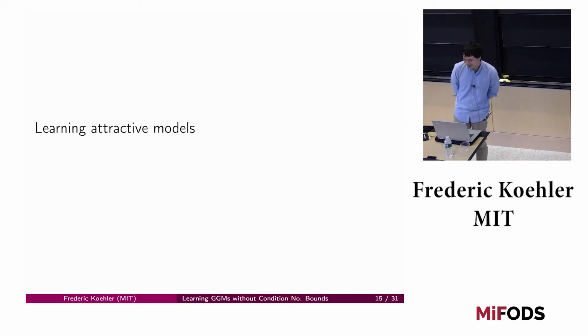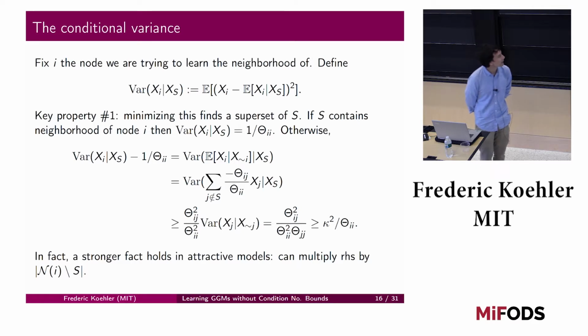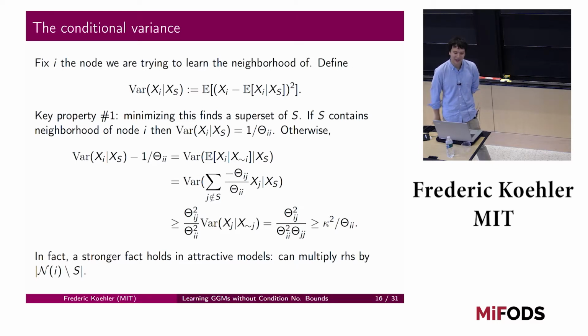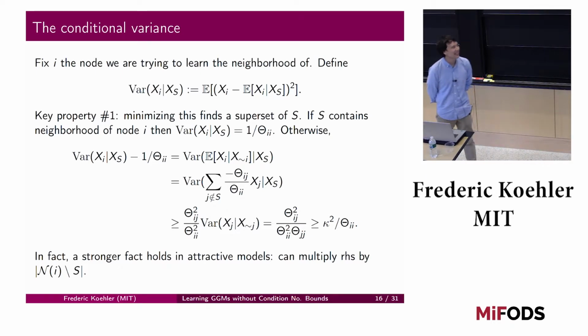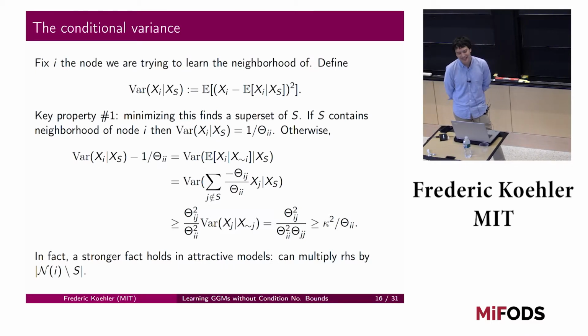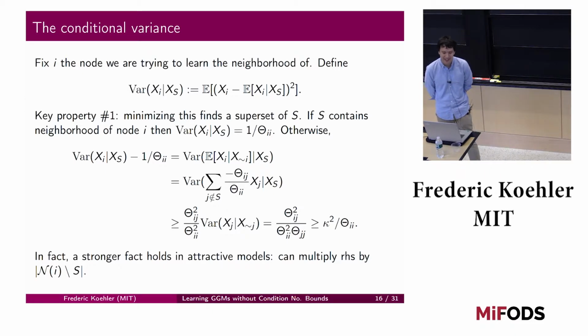First, I'd like to talk about learning attractive models, because if we study this problem, we actually get a hint about how to solve walk-summable models. The key quantity that we're going to look at here is the conditional variance, which I defined there. It's parameterized by a set S of nodes. The conditional variance of xi given xS is just how well can I predict xi given the nodes in xS. So I look at the conditional expectation of xi given xS, which is the optimal predictor, and I ask how much remaining variance is there in xi when I use that as my predictor.